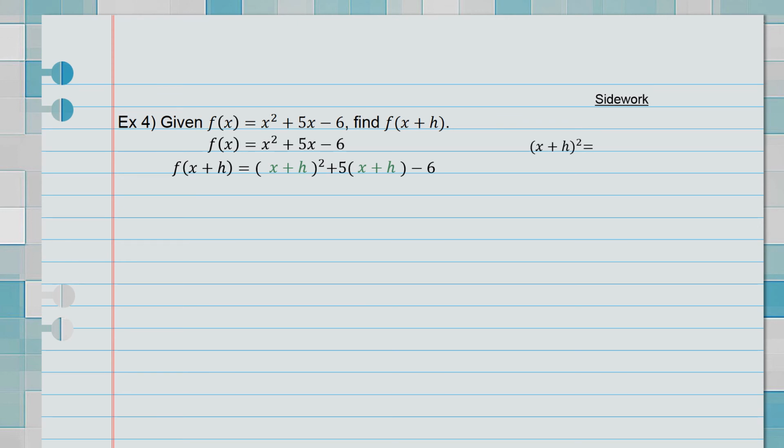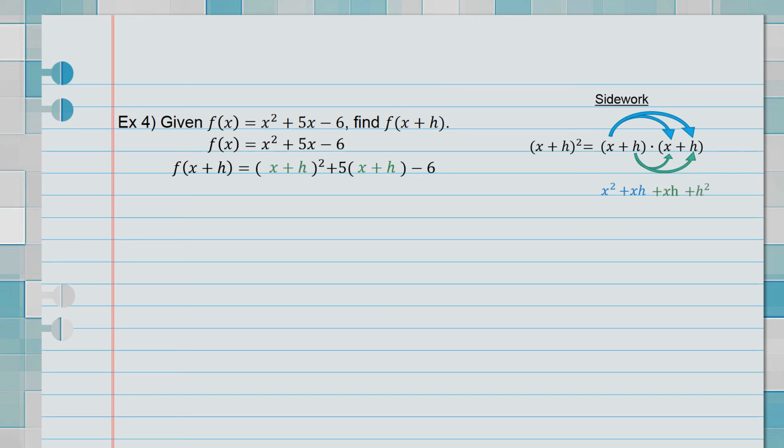Keep in mind, when anything is squared, it means that value times itself. So for us, that means x plus h times x plus h. Now we need to multiply. X times x is x squared. X times h is xh. Now we distribute the next value. H times x is the same thing as xh. H times h is h squared.